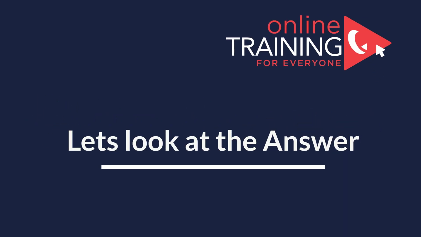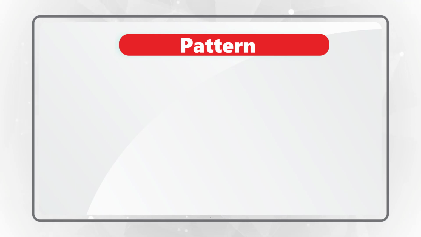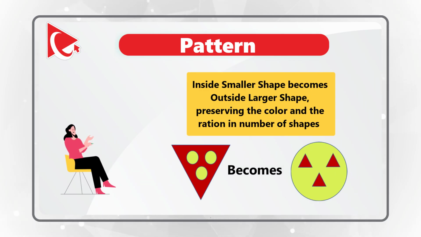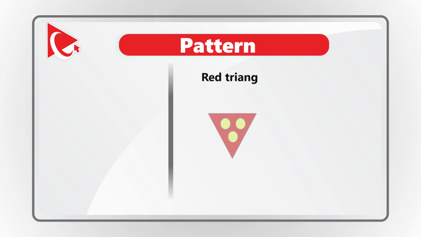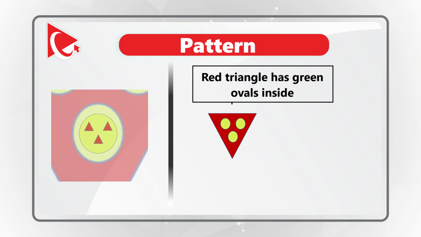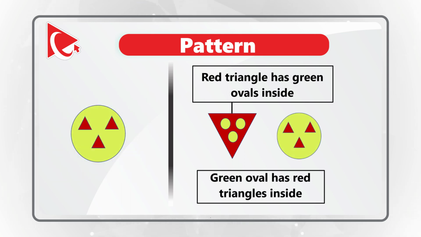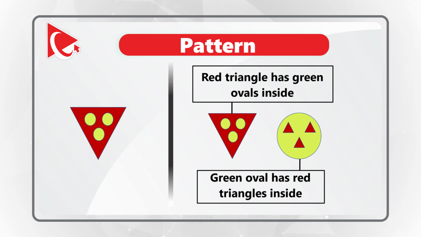To determine the correct answer in this case, and in a lot of other cases, you need to look for patterns. And the pattern in this particular case is that to build the relationship, inside shapes become outside shapes, preserving the number of the inside to outside shapes ratio. If you look closely at the relationship presented in this question, you see that the red triangle has green ovals inside, and it has a relationship to the green oval that has red triangles inside.